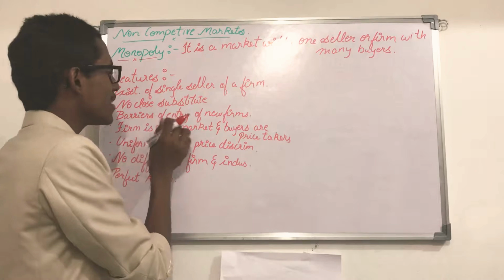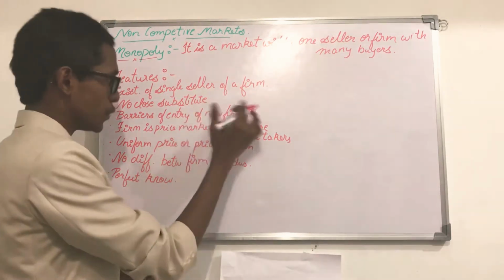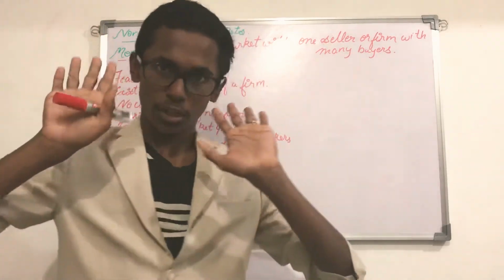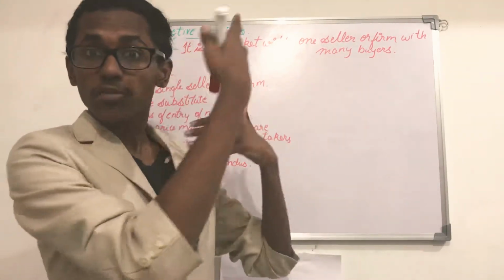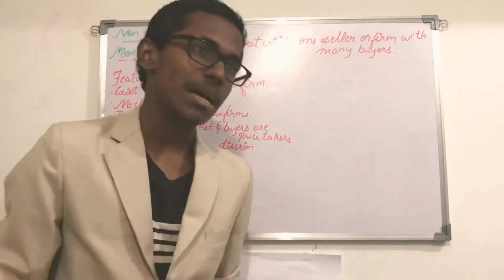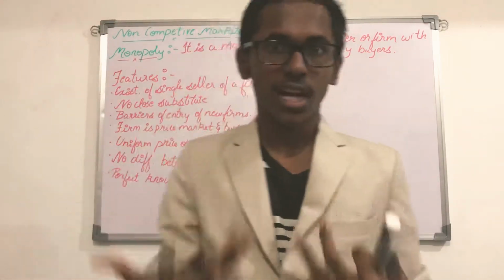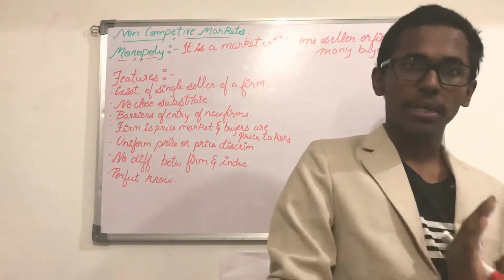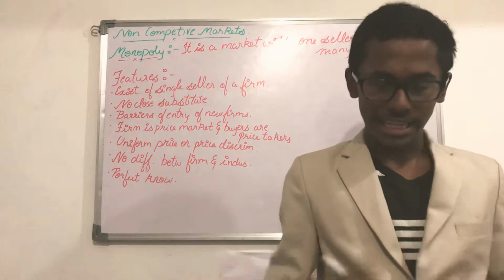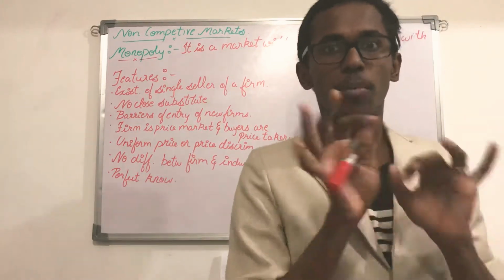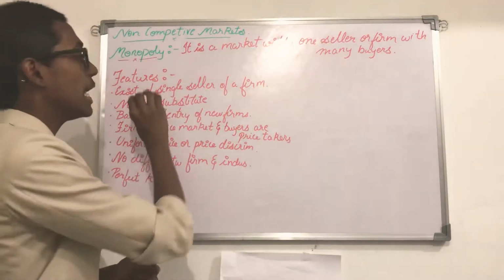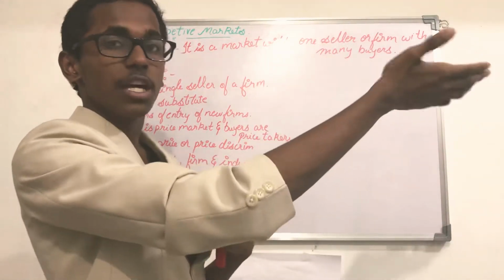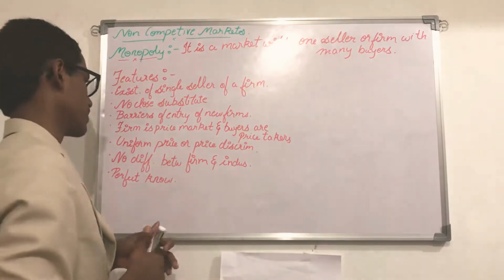Next one is barriers to entry of new firms. As I said, there is only one firm and there are restrictions for other firms to enter. I can give an example where the government gives a license, if you want to start a liquor shop. Basically the government gives a license to only one particular person in that entire locality, right? Multiple licenses are not given. So there is a restriction, or we can say barriers to entry of new firms. It's basically a barrier where new firms cannot enter our market.